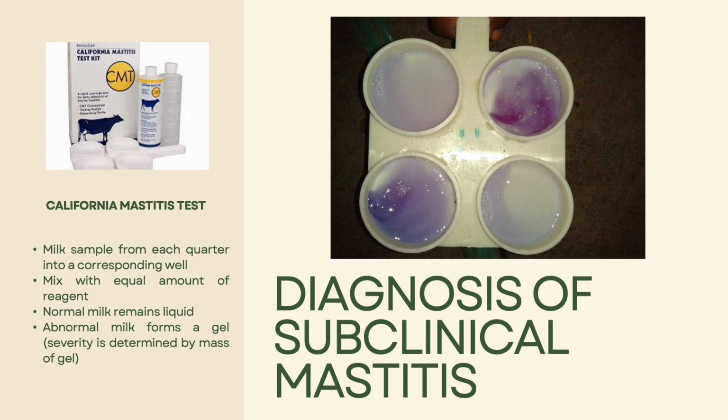Normal milk will remain liquid and very fluid, and abnormal milk forms a gel, and the severity of the subclinical case is determined by the mass of gel and type of gel that you have. If we look at this picture here on the right, we can see that the top left and bottom right samples have remained liquid and pretty fluid, and we have instances of abnormal milk here in the top right and the bottom left. When you're swirling this around, sometimes the gel is so thick that it just falls right out of the well, and then you know for sure that you have a case of subclinical mastitis, which is an elevated somatic cell count.